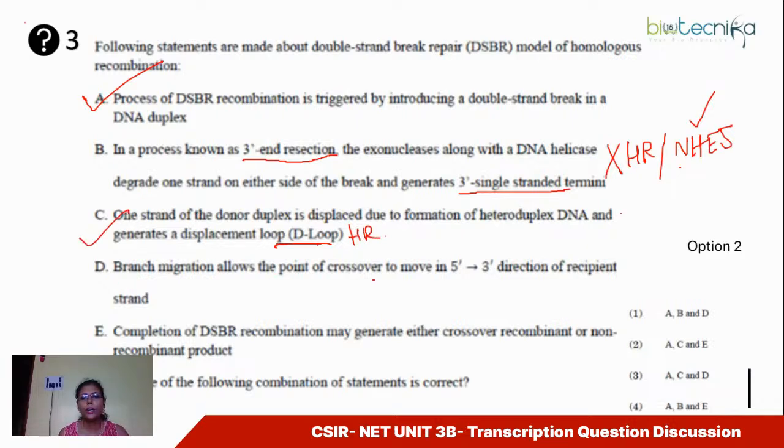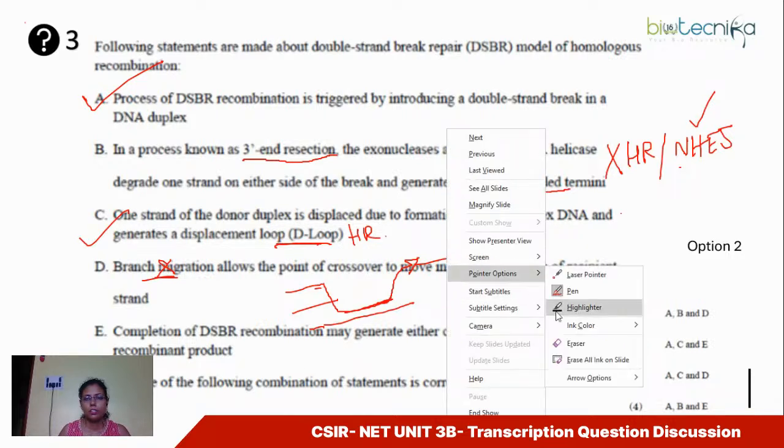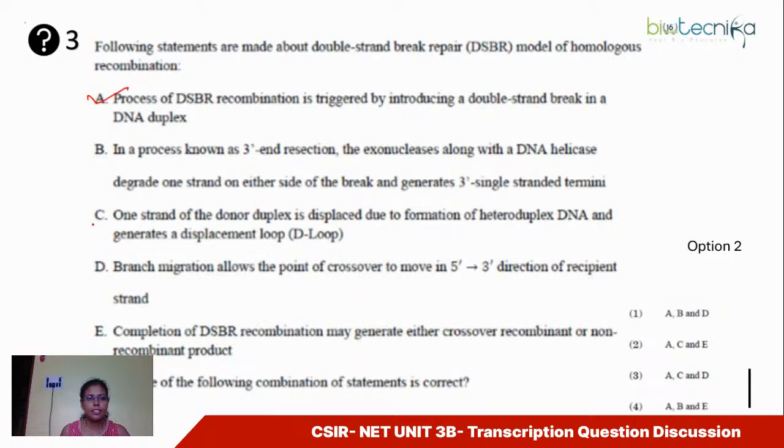Next, branch migration allows the point of crossing over. No, this is wrong. There is no branch migration that is happening. That branch migration happens in normal homologous recombination. But over here you are just moving down, finding the homology, repairing the gap, and coming back and joining with your own strand. Now next, so A is correct, C is correct, and the last one, completion of DSBR recombination may generate either recombinant or non-recombinant products, which is true. You can get a recombinant or a non-recombinant product depending upon what gene or which allele you have. So that is why ACE, this is correct.